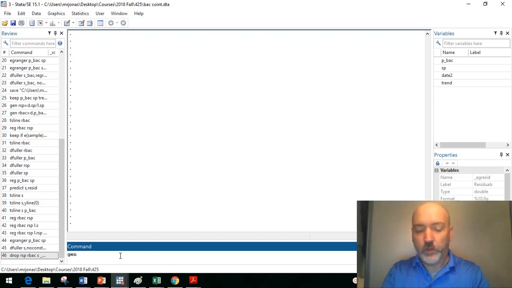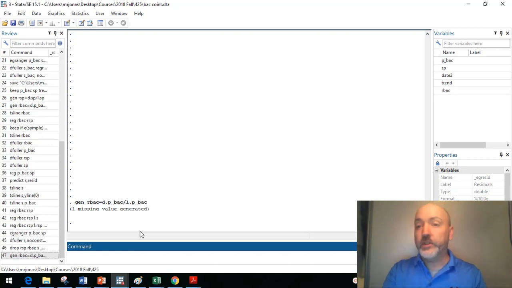So let's generate a new variable, call it RBAC, and that'll just be the difference. This is daily data, so the daily return from one period to the next, the difference in the price, price_BAC, relative to the lagged value, so L.price_BAC. So there's our asset return, and then we do the same thing for the level of the S&P. We'll call our new variable RSP, the S&P 500 return, the change from one day to the next, divided by the one period lag value. So D.SP over L.SP.